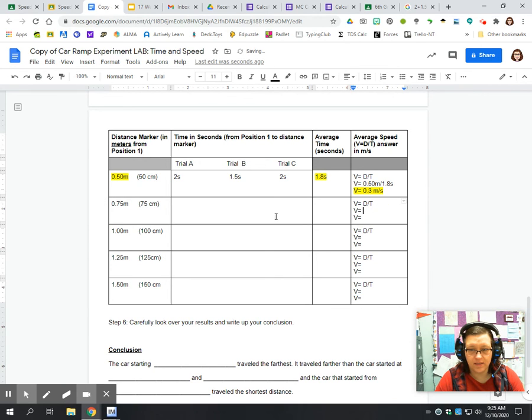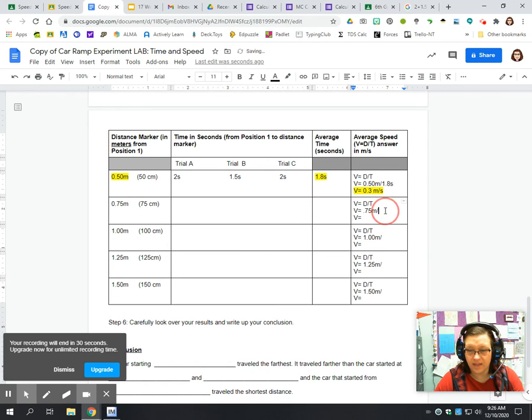All of our distances are going to be the same. So if you're checking with a friend, everyone should have 0.75 divided by. Everyone should have 1.00 meters divided by. Everyone should have 1.25 meters divided by. And then everyone should have 1.50 meters divided by. The times are what are going to be different, okay?